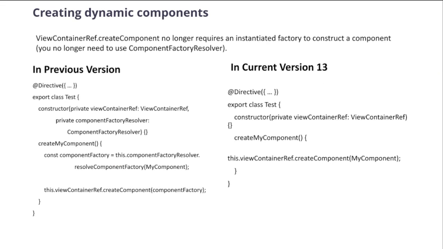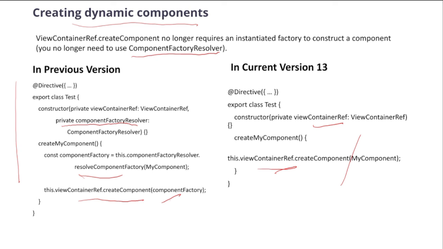Okay, and next one is creating dynamic components. In previous versions also we could create dynamic components by using ComponentFactoryResolver. Let's see the code here. We need to instantiate the ComponentFactoryResolver, then only we can create a dynamic component. In the current version there is no need to instantiate ComponentFactoryResolver. By using ViewContainerRef we can create a dynamic component.